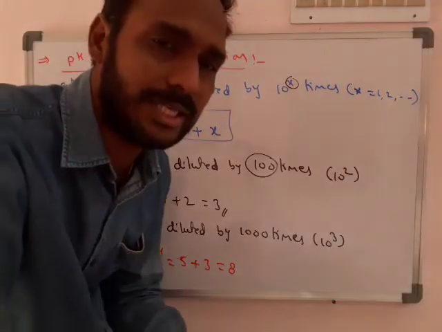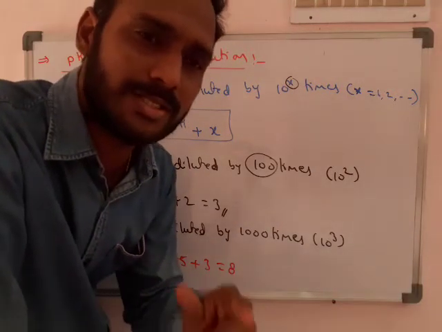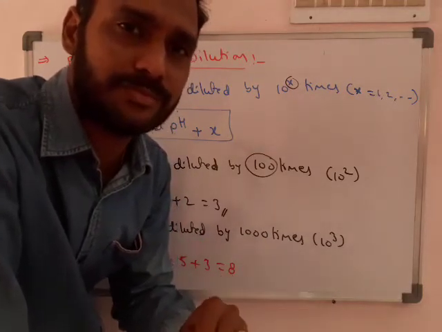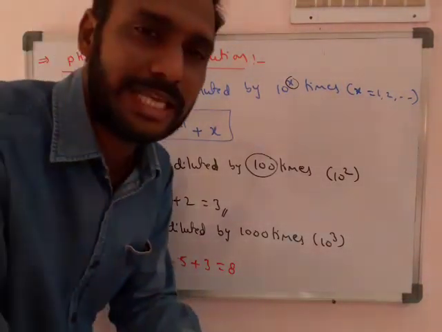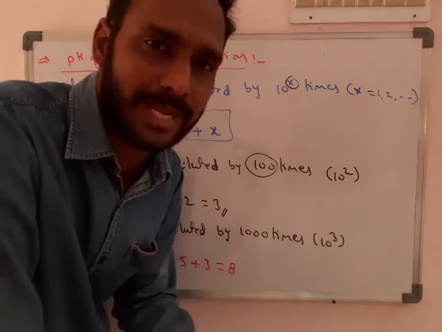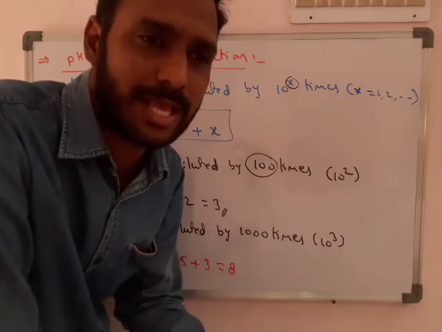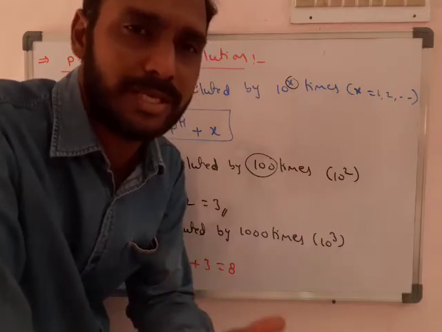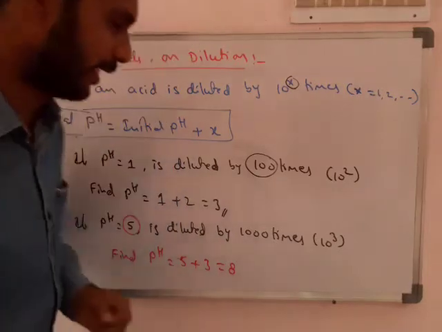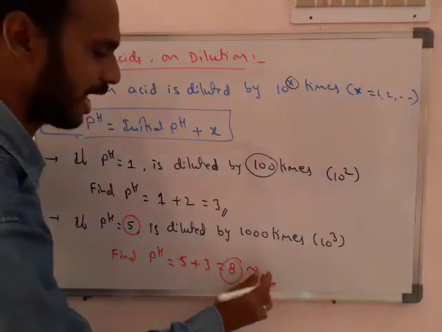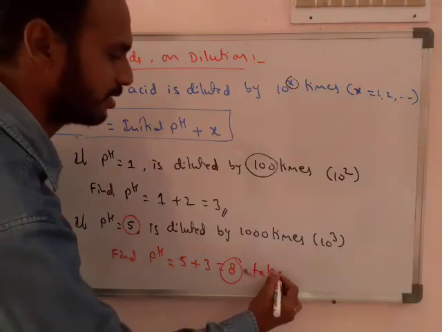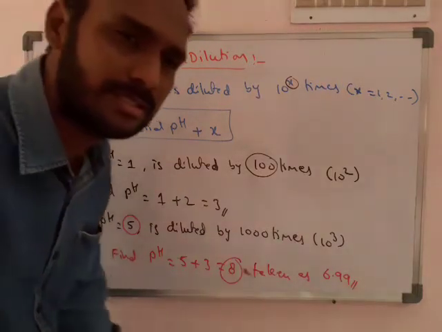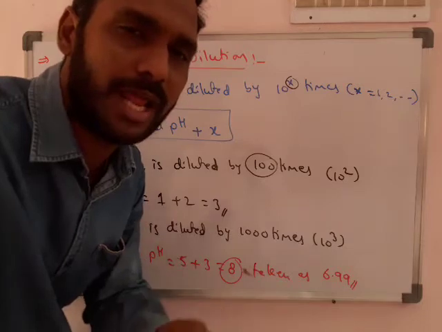But 8 indicates a basic solution. Already in the starting introduction we said that even on infinite dilution there is no change in the total character. An infinitely diluted acid is a very weak acid, so it does not become a neutral base. So even if we get the value 8 in the calculation, we have to take it as 6.99, because that is the maximum value for acids.